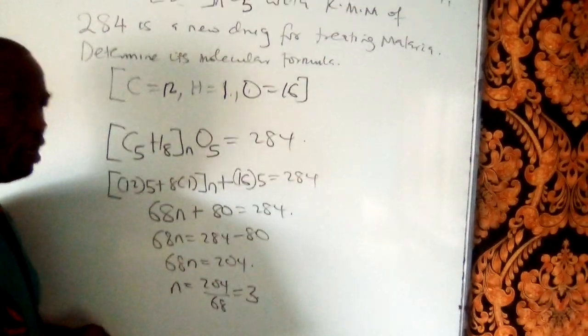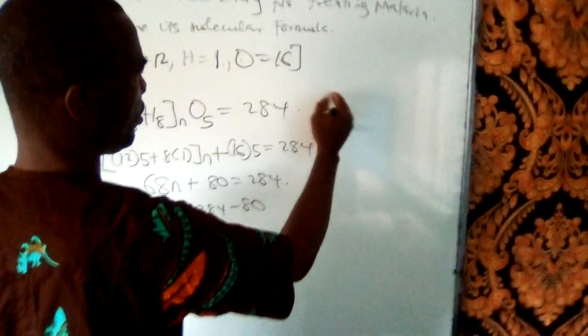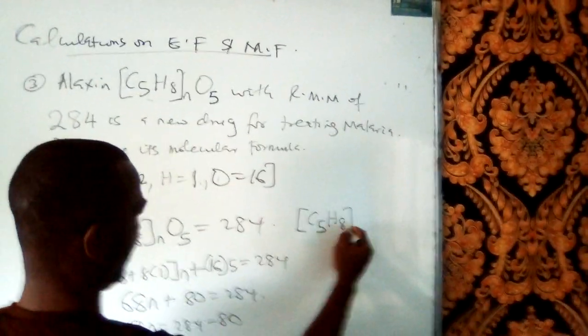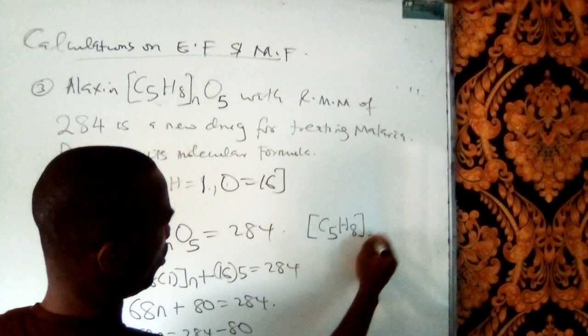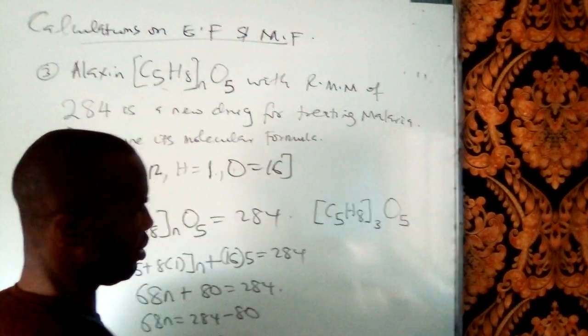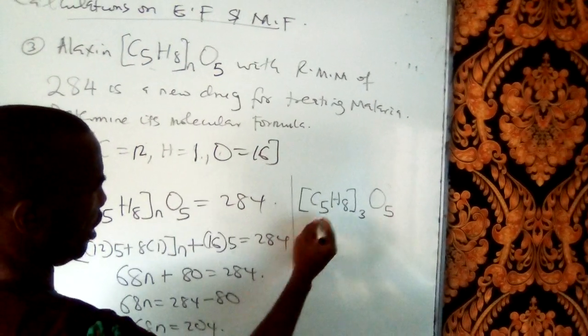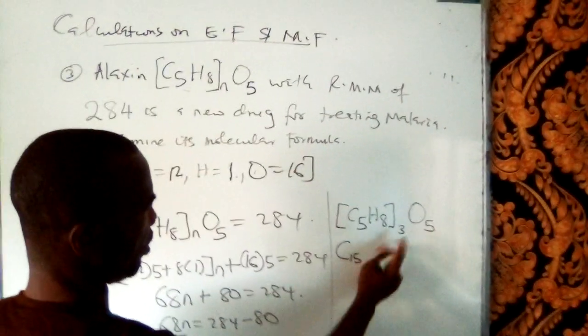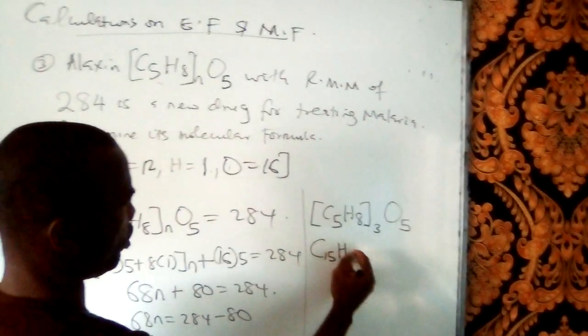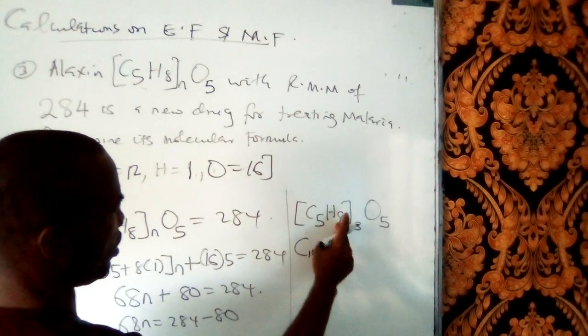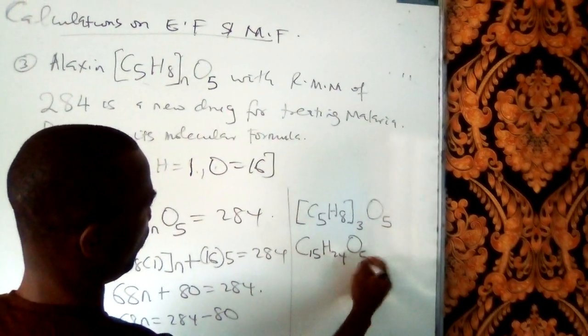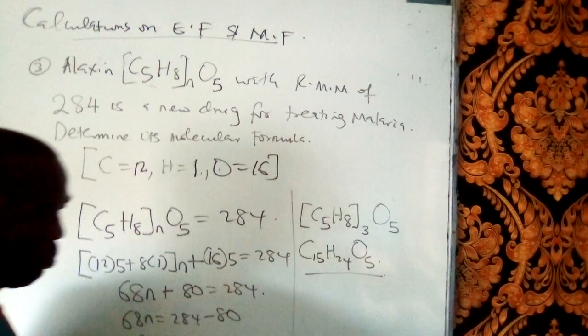So the chemical formula of the compound now becomes C5H8, replacing n with 3, O5. This is the molecular formula. Or you can expand it if you wish: C15, that is 3 times 5, H24, 3 times 8, and then O15, being the molecular formula of the compound.